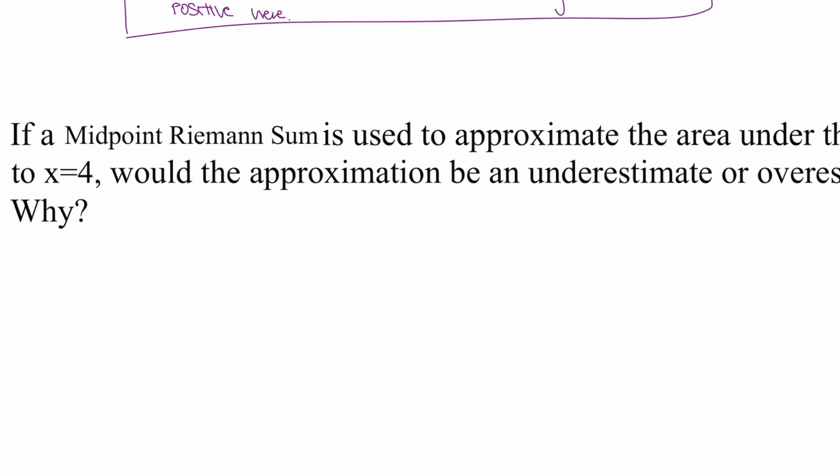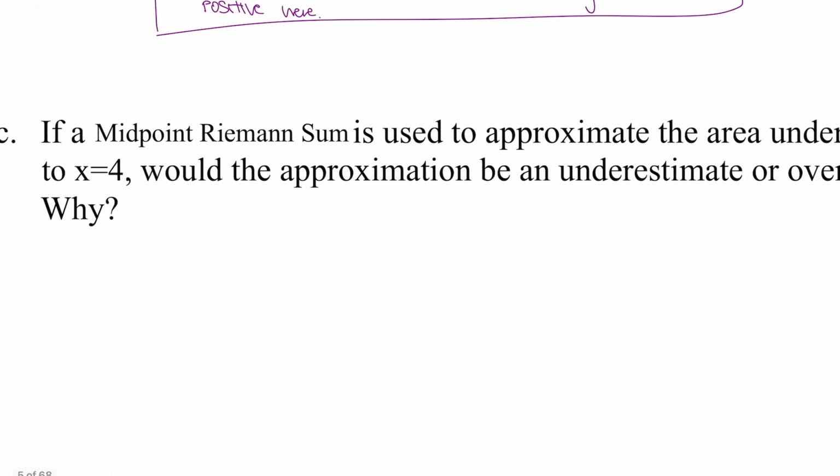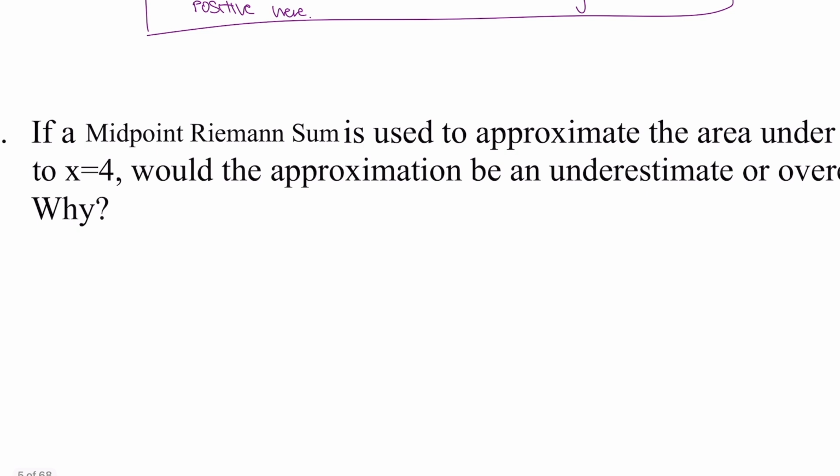Okay, last part of the number 1 problem. So if a midpoint Riemann sum is used to approximate the area under the curve from x equals 2 to x equals 4, would the approximation be an underestimate or an overestimate, and why? So what we have right here is a midpoint Riemann sum, and for midpoint Riemann sums, if the graph at a certain interval is concave down, then the midpoint Riemann sum is going to be an overestimate. If it's concave up, it's going to be an underestimate.